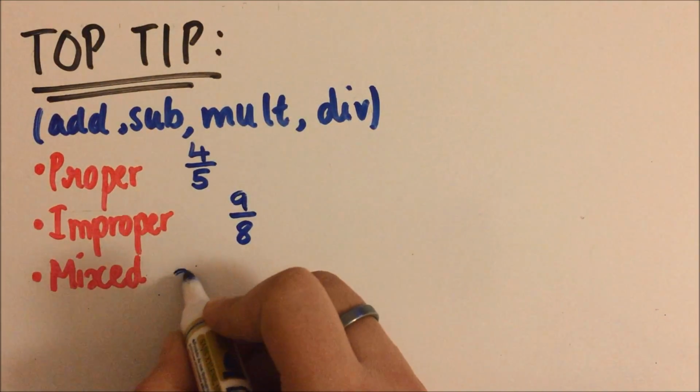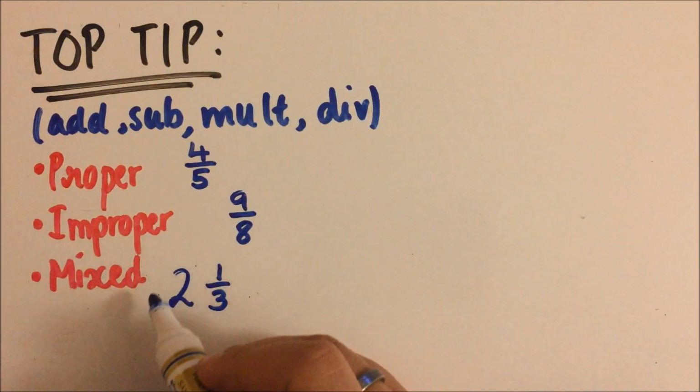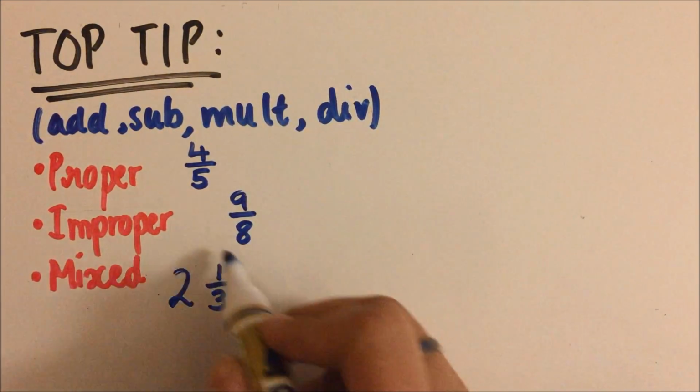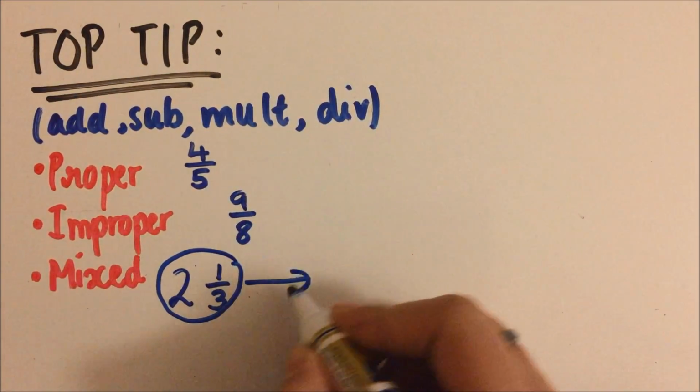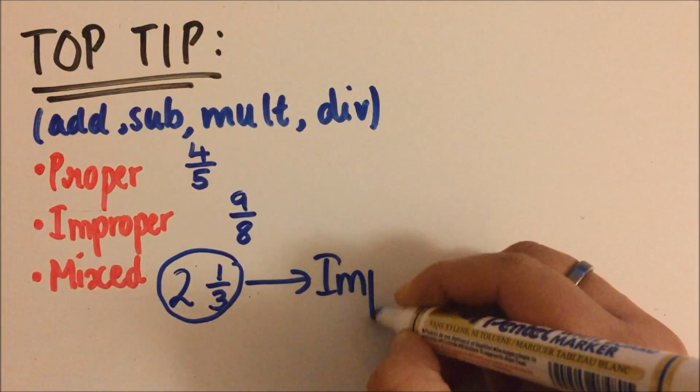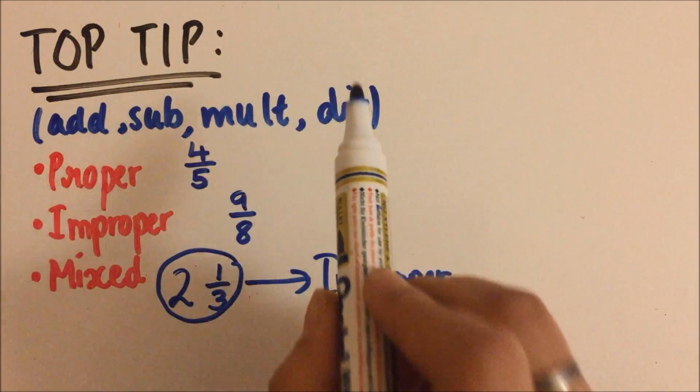But mixed, which is something like 2 and a third, you can't add, subtract, multiply, or divide with this, so you're going to have to convert this fraction to improper to be able to add, subtract, multiply, or divide.